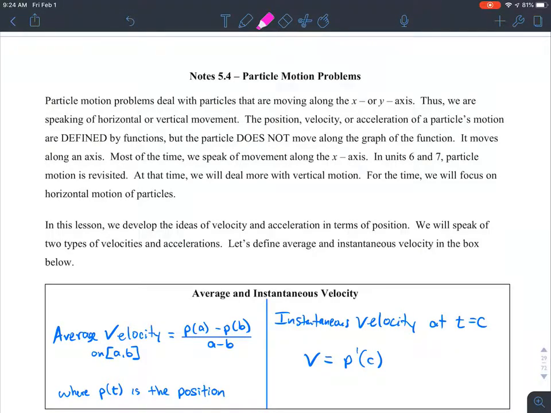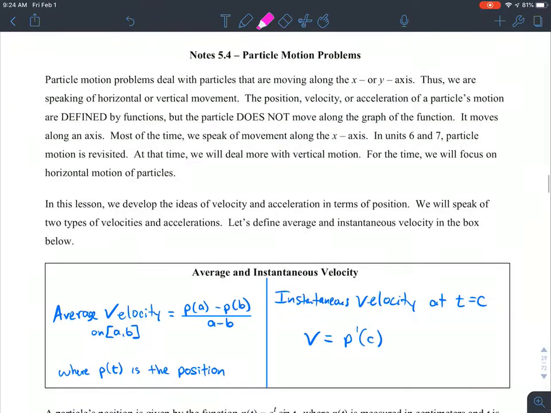This is section 5.4 of AP Calculus, particle motion problems. This, I think you'll find, is pretty awesome. Particle motion problems deal with particles that are moving along the x or y axis. Thus, we are speaking of horizontal or vertical movement.